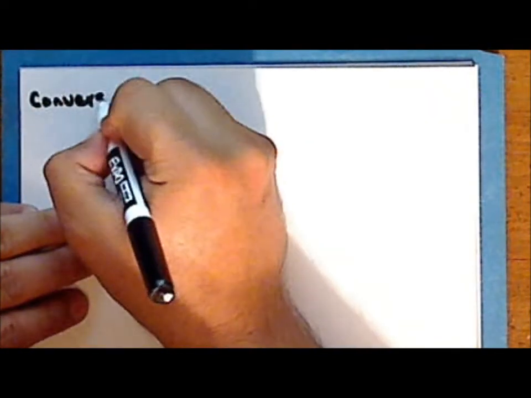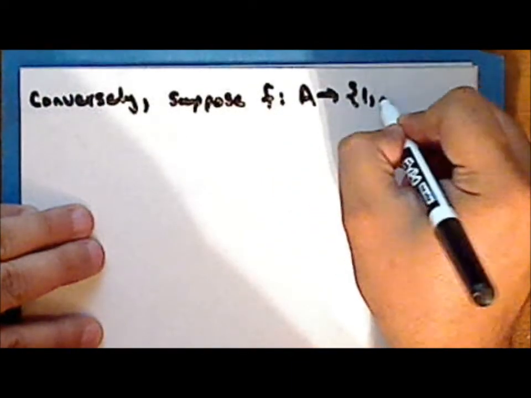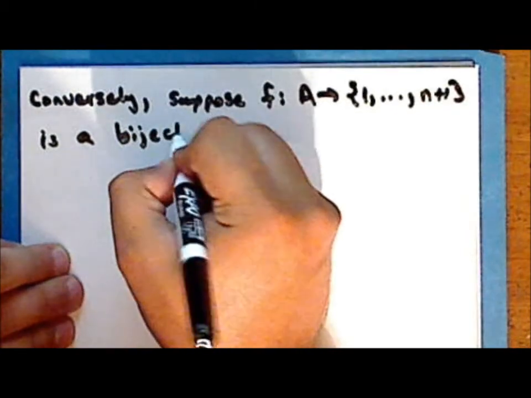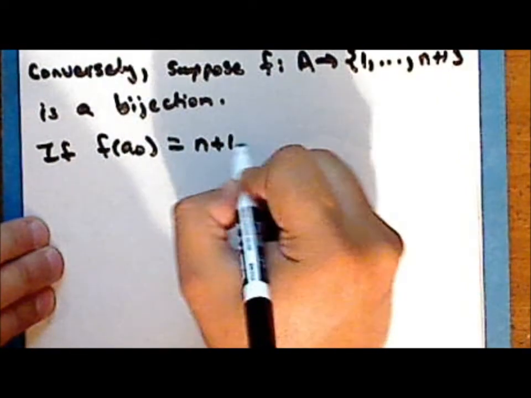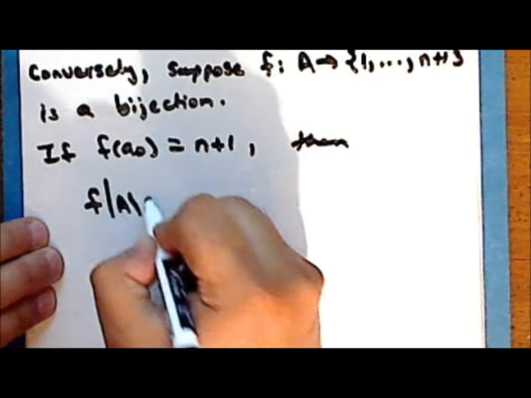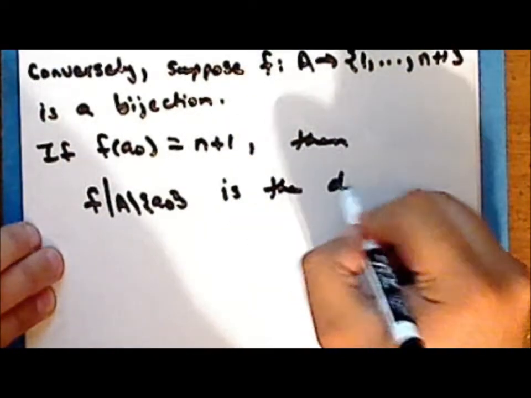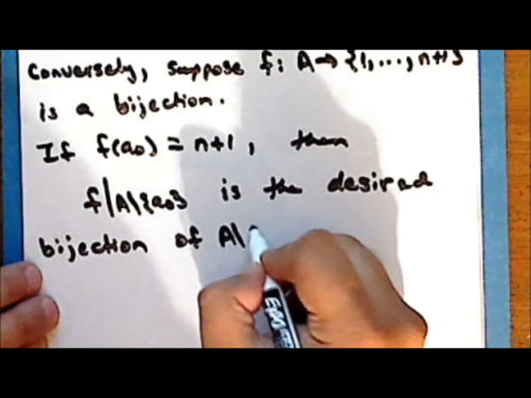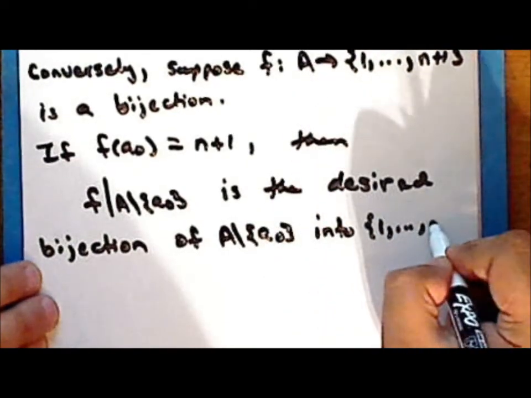Conversely, suppose that the function f from the set A into the terminating subset of the positive integers beginning with 1 and ending with n plus 1 is a bijection. Now, if f of A sub naught happens to be n plus 1, then the restriction of that function to the set A set minus the element A sub naught is the desired bijection of the set A set minus the singleton containing that element into the terminating subset of the positive integers, starting at 1 and ending with n.